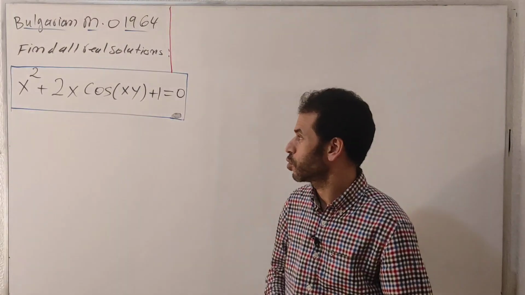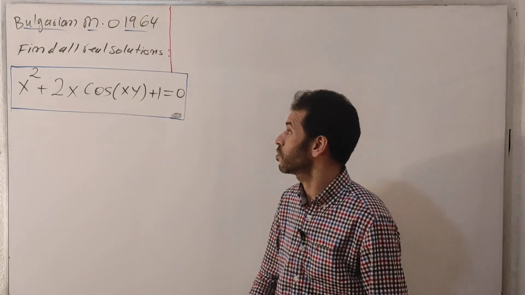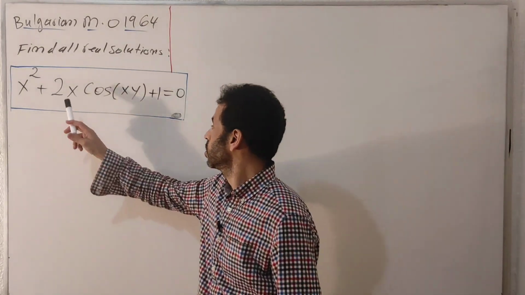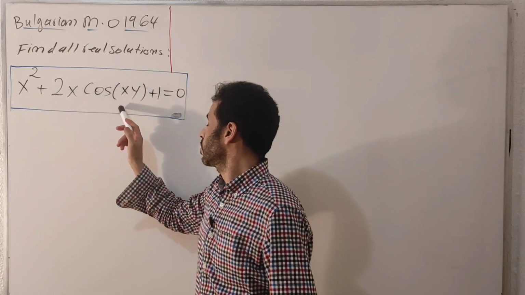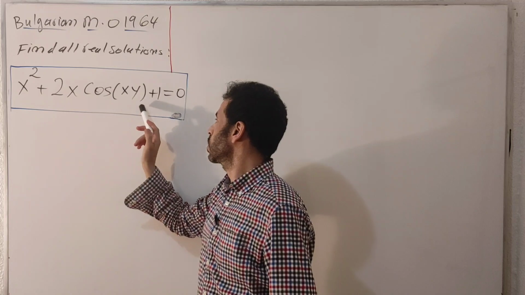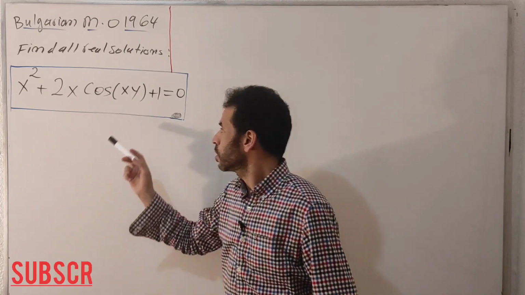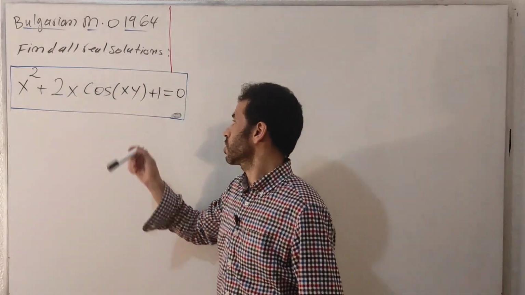In today's video, I have brought you a very nice equation of Bulgarian Mathematical Olympiad edition 1964. Here is the following information. We are going to solve this equation of double variables. We have x squared plus 2x multiplied by cosine xy plus number 1 equals 0. This equation involves a trigonometric function with double variables x and y.